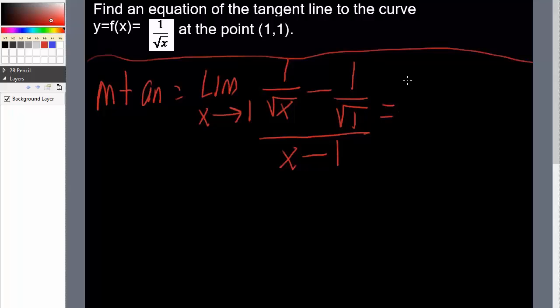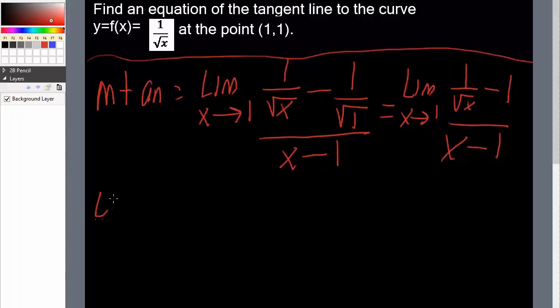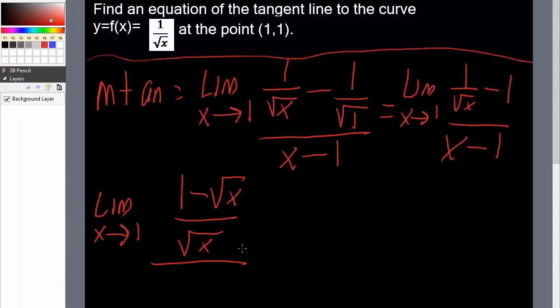This in turn will give us the limit as x approaches 1 of 1 divided by square root of x, minus 1, divided by x minus 1. And we need to come up with a way to get a common denominator just for our numerator here. To do this, we can say the limit as x approaches 1, we will get 1 minus square root of x divided by square root of x, and our denominator is still x minus 1.